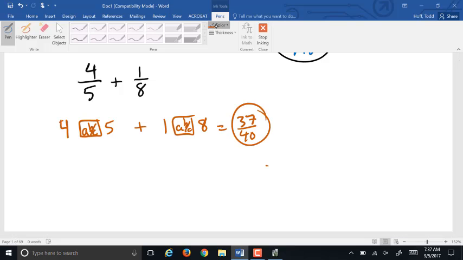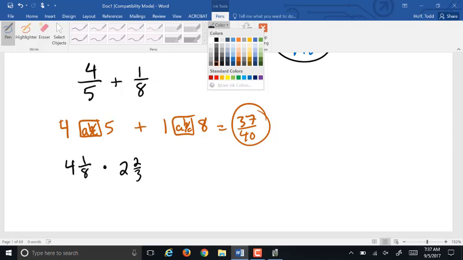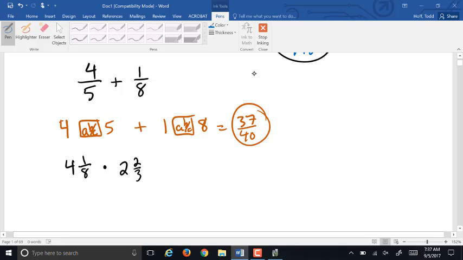And that's it. If I want to do mixed numbers, let's say I have 4 and 1/8 times 2 and 2/3. Same process, I just have to use the ABC key twice. To enter 4 and 1/8, it's 4 ABC 1 ABC 8. So that's just telling the calculator 4 and 1/8.